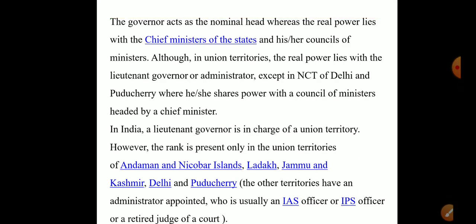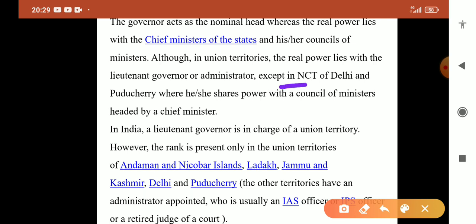Governor acts as the nominal head, whereas the real power lies with the chief minister of the state and her council of ministers. Although in union territories the real power lies with the lieutenant governor or the administrator, except in NCT of Delhi and Puducherry, where he or she shares power with the council of ministers headed by the chief minister. So here I would add, in NCT Delhi and Puducherry we have chief ministers also.